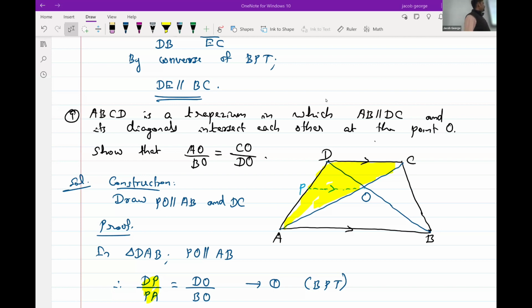In triangle DAB, PO is parallel to AB. Therefore, DP by PA is equal to DO by BO. Done? DO by BO. Equation number 1 by basic proportionality theorem. Okay? Yes. Equation number 1 by BPT, basic proportionality theorem.